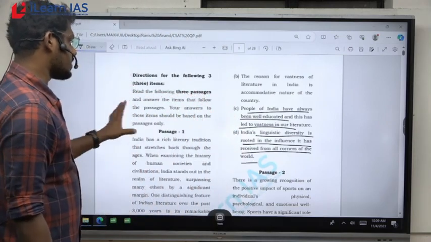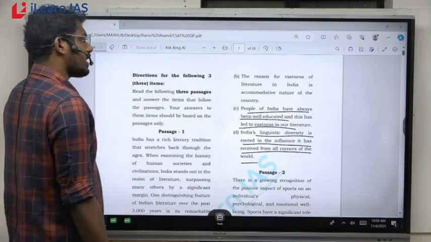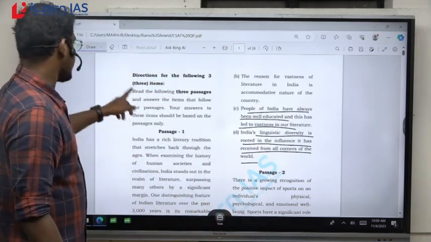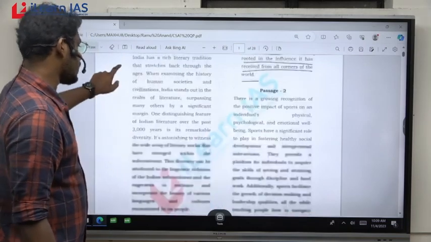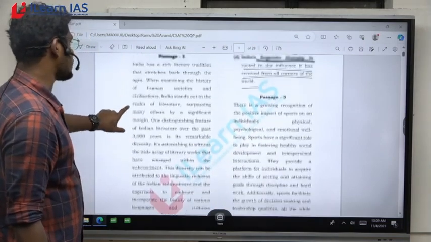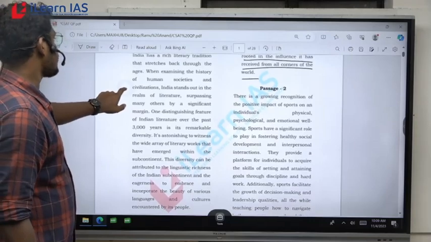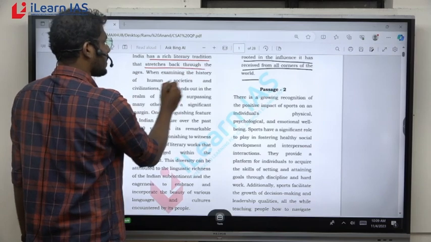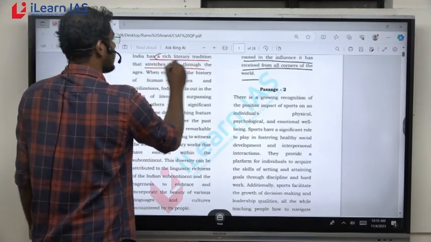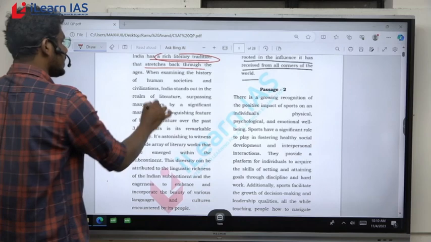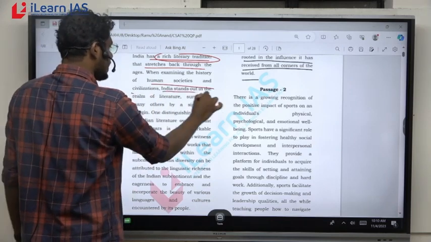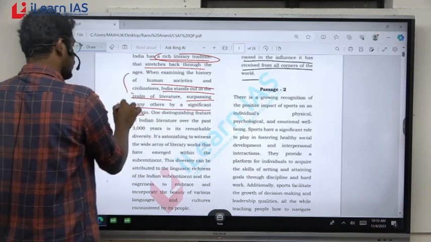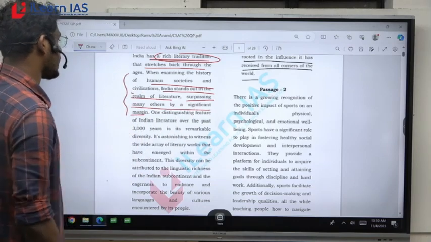The question is particularly regarding India's literary tradition and its diversity. We can't eliminate any options from the first reading itself, so we have to depend on the passage. Let's read the passage. India has a rich literary tradition that stretches back through the ages. When examining the history of human societies and civilizations, India stands out in the realm of literature, surpassing many others by a significant margin. This is a unique characteristic of Indian literature.